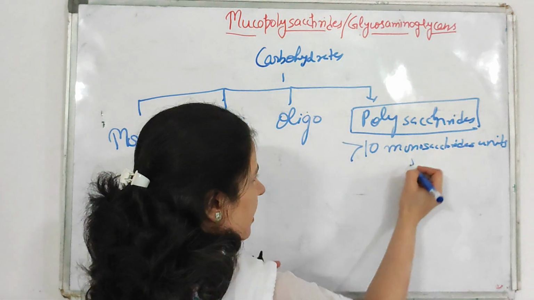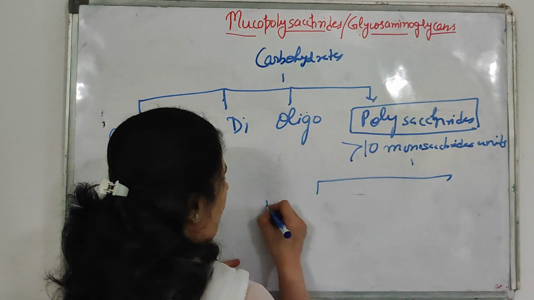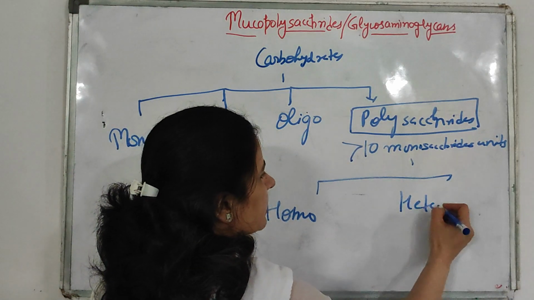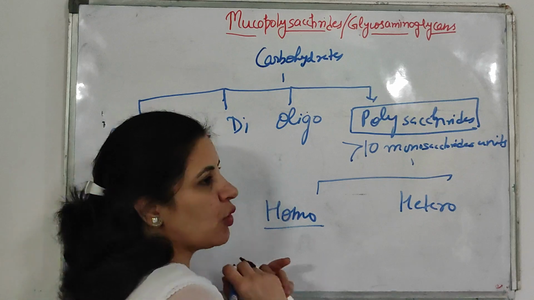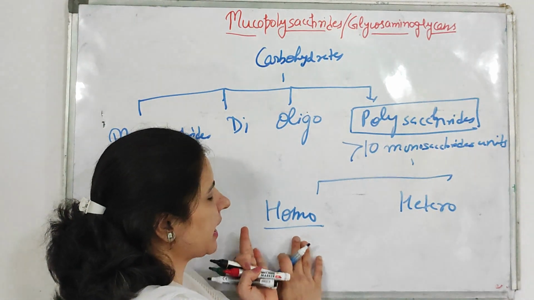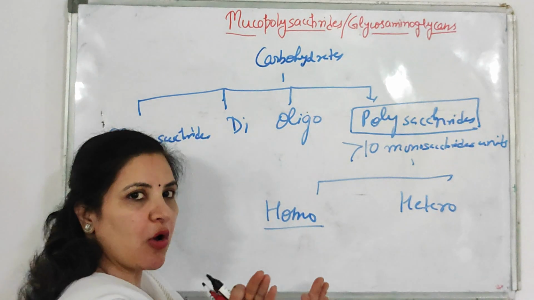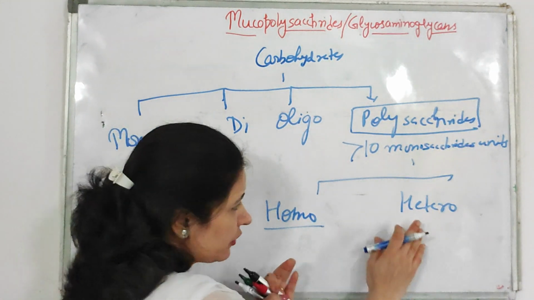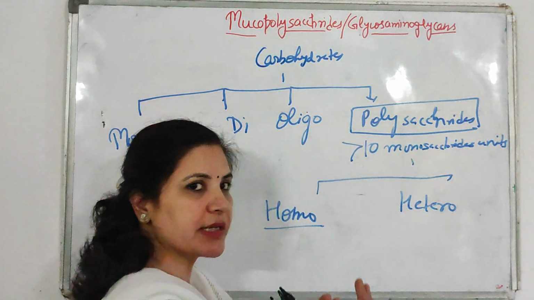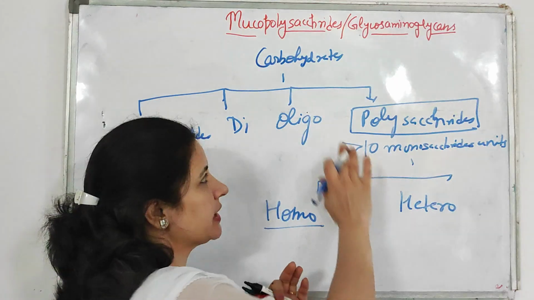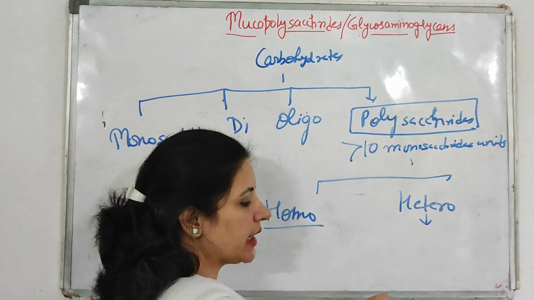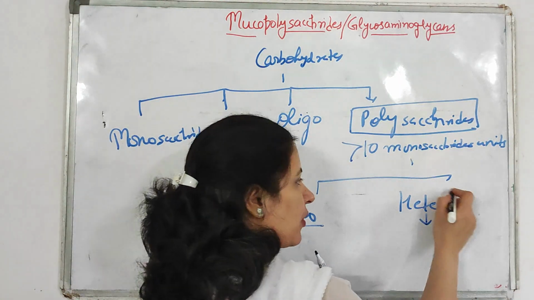and these polysaccharides are further categorized into homopolysaccharides and heteropolysaccharides. What is the term homo? Homo means same. So in homopolysaccharides, the repeating units of the monosaccharides are the same, while hetero means different. So in heteropolysaccharides, the repeating units are different. These glycosaminoglycans come under heteropolysaccharides.